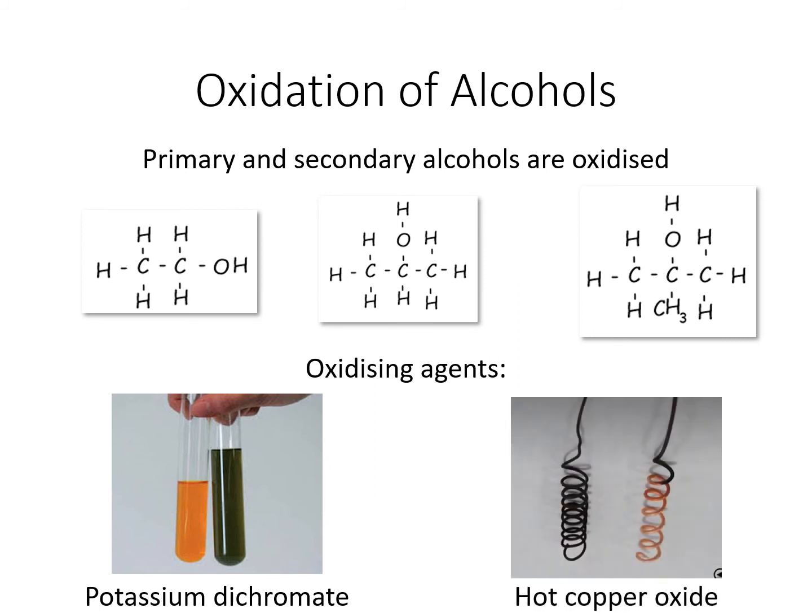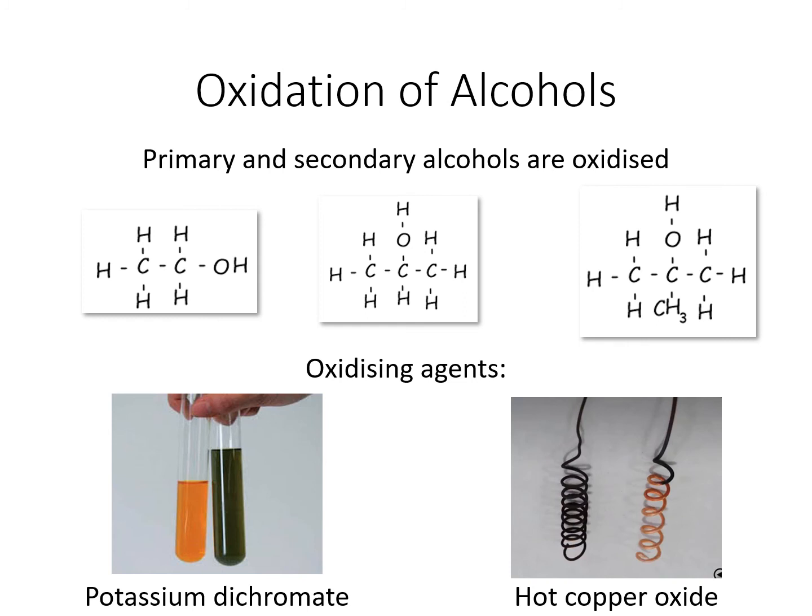We could have also used hot copper oxide. I couldn't really find a decent video for this one, but basically what happens is you put the coil of copper, or you could use copper filings, I suppose. Sorry, it's not copper, is it? We use the coil of copper oxide. That would then get dipped into the alcohol, which has been heated, and then it would change to elemental copper. So the oxygen would be removed and you'd just be left with copper. So those are our two oxidizing agents.